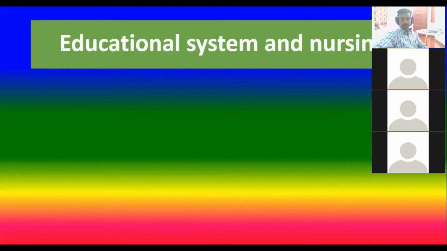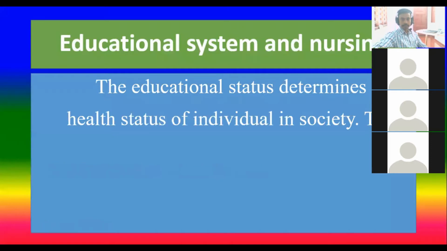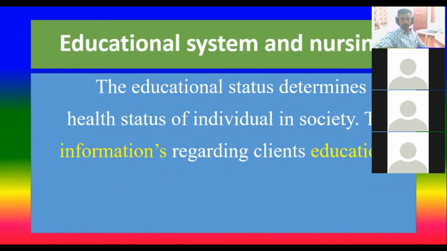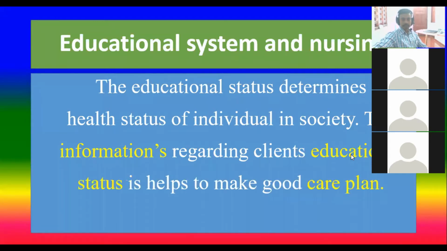Then the educational system and nursing. Information regarding client education and their status, for example, whether literate or illiterate. Study findings show that literate people have better health status than illiterate. So nurses are mainly concerned with the care plan based on the educational status of the client.